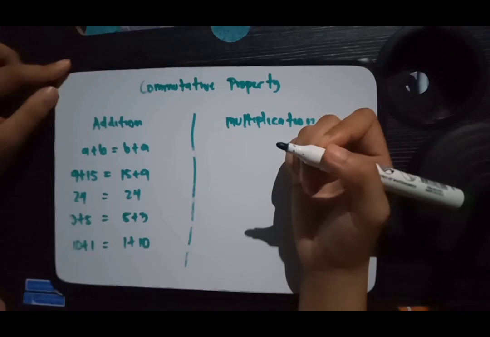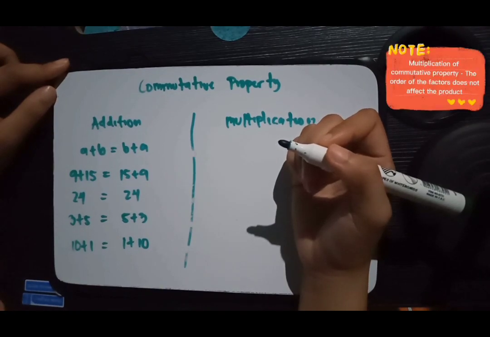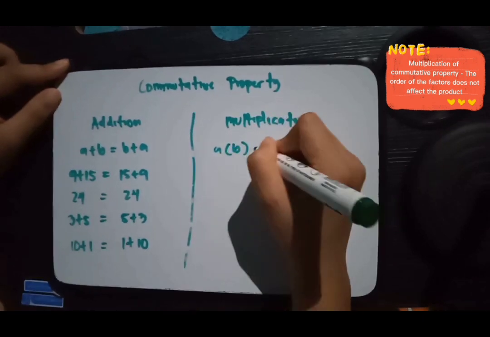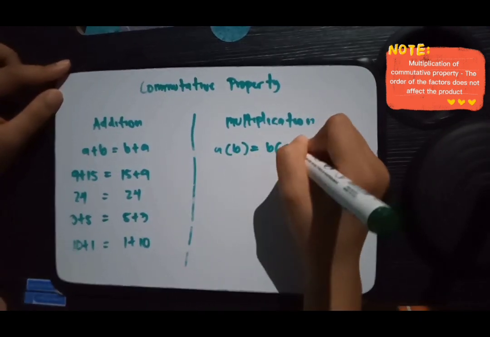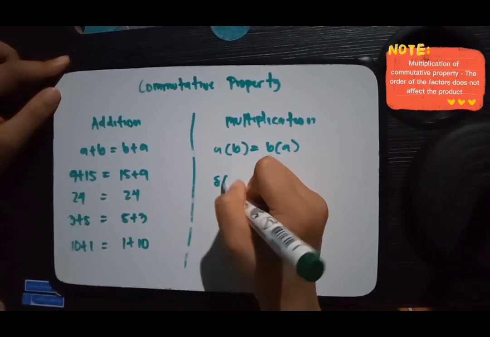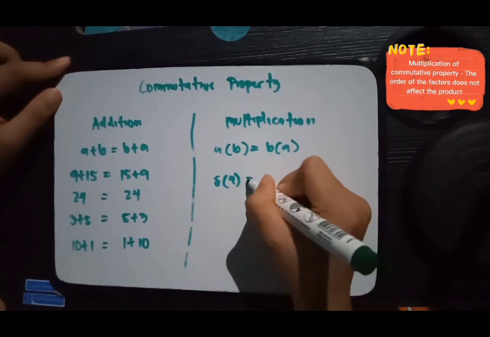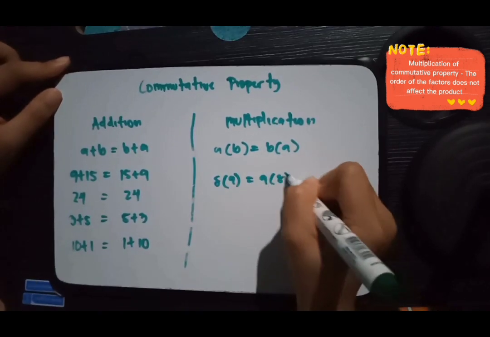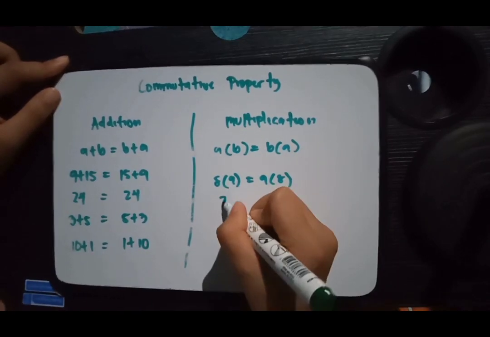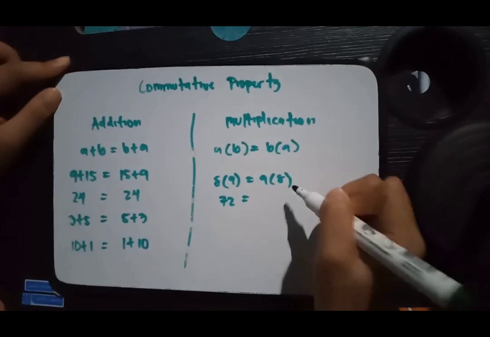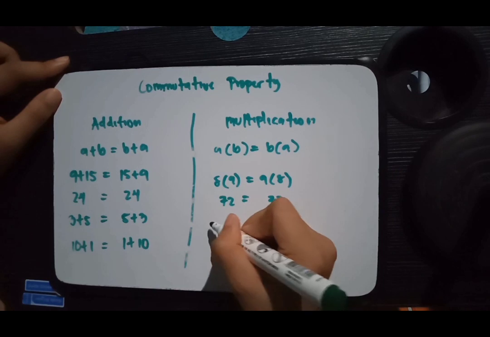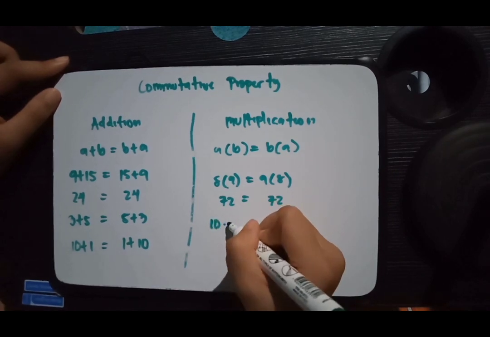Let's go to multiplication. The order of the factors does not affect the product. So, we have A times B is equal to B times A. For example, we have 8 times 9 is equal to 9 times 8. 8 times 9 is 72. 9 times 8 is also equal to 72. So, the order of the factors does not affect the product.